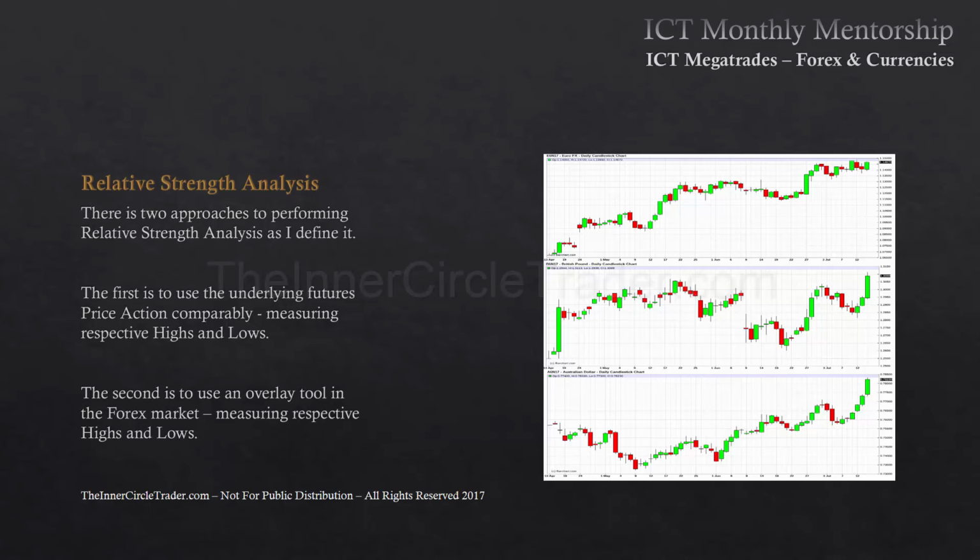The next area of study is relative strength analysis. Now, there are two approaches to performing relative strength analysis as I define it. The first is to use the underlying futures price action comparably, measuring respective highs and lows. What do I mean by that? Well, if we're looking for a bullish scenario based on a weak dollar, so if we think the dollar is going lower, lower greenbacks should send higher prices in foreign currencies.